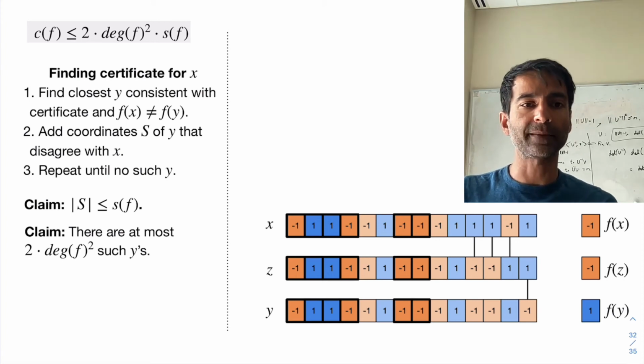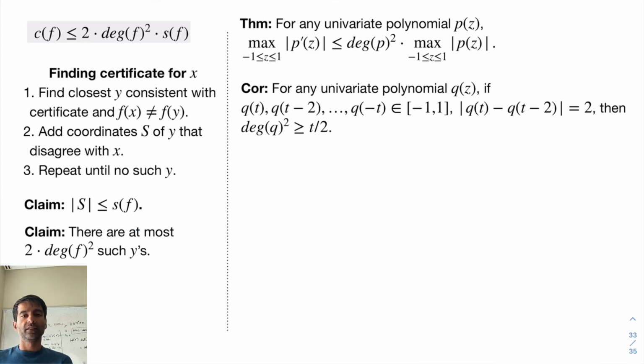So that proves the first claim. To prove the second claim, we'll use Markov's theorem. And this is a beautiful result. I've stated it here. Markov's theorem says that if you have a univariate polynomial p in a variable z, then the maximum value of the derivative of the polynomial in the interval -1 to 1 can be bounded by the square of the degree times the maximum value that the polynomial takes in the same interval.